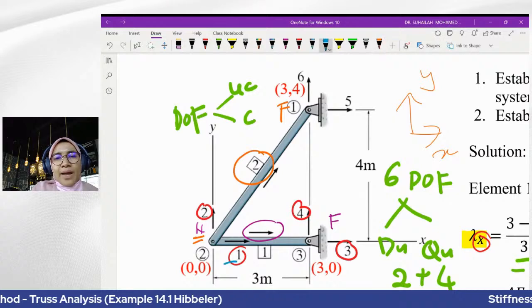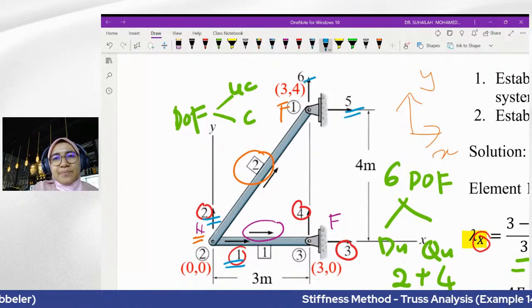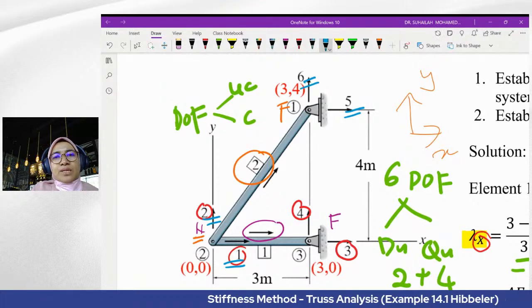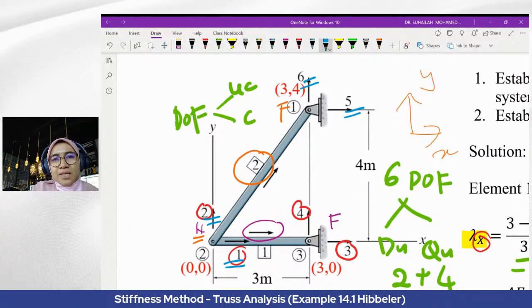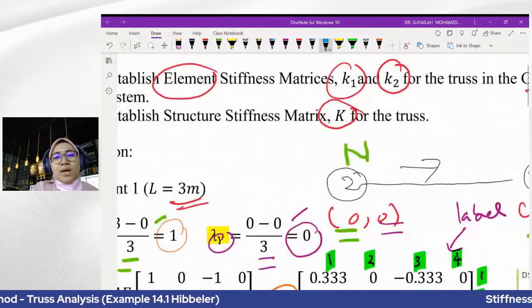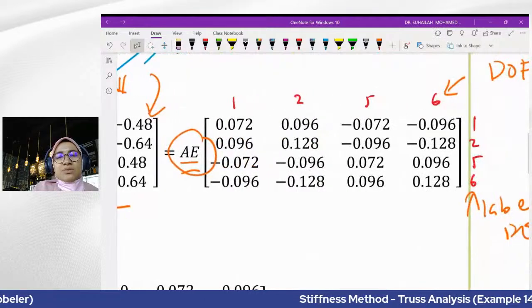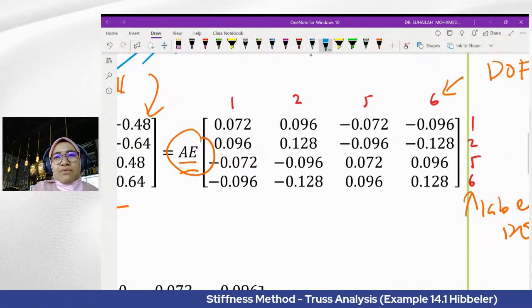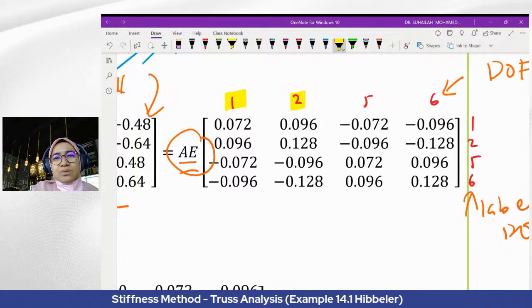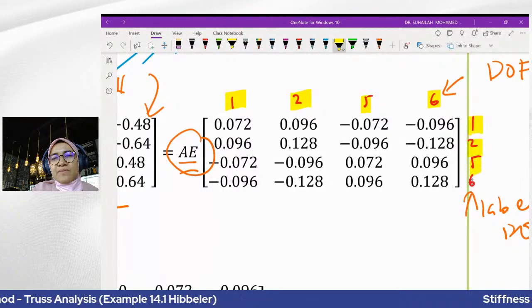Near we have 1, 2. Far we have 5, 6. So it is 1, 2, 5, 6.